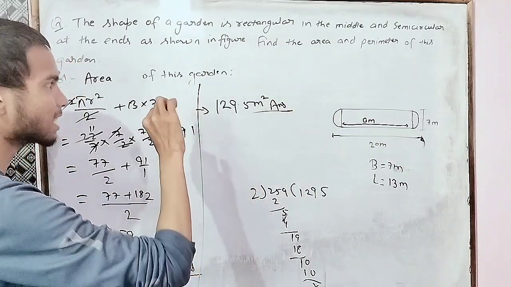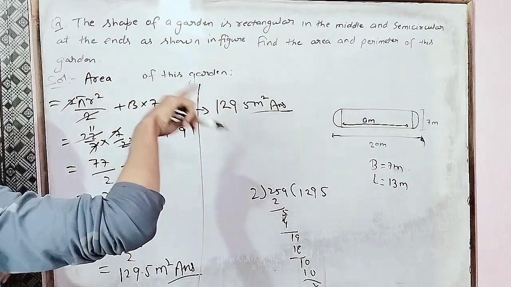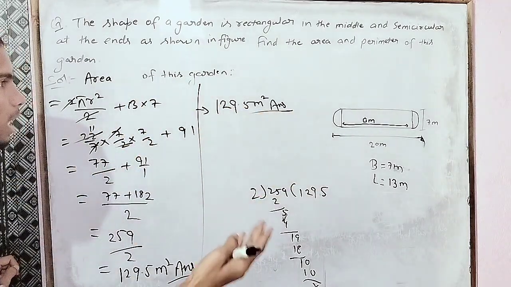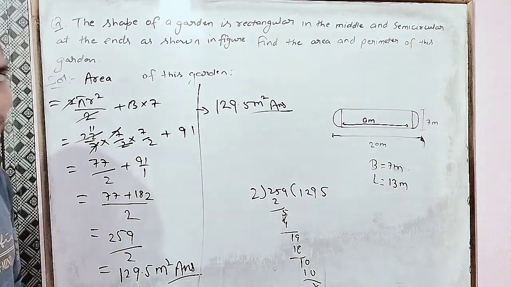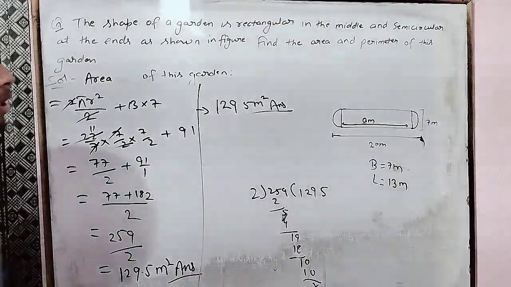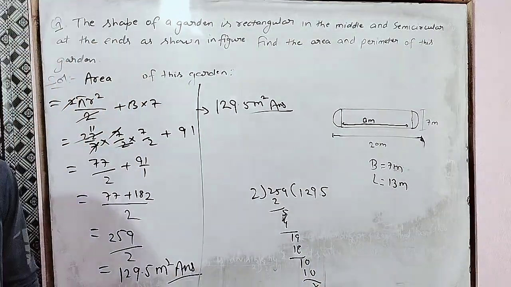So remember, this is the area of this garden. In the first slide, we found the total perimeter of this garden. That was what Christian was asking us to find out, and we have solved it. Now I am going to take the next question. Let's see what the next question is saying.